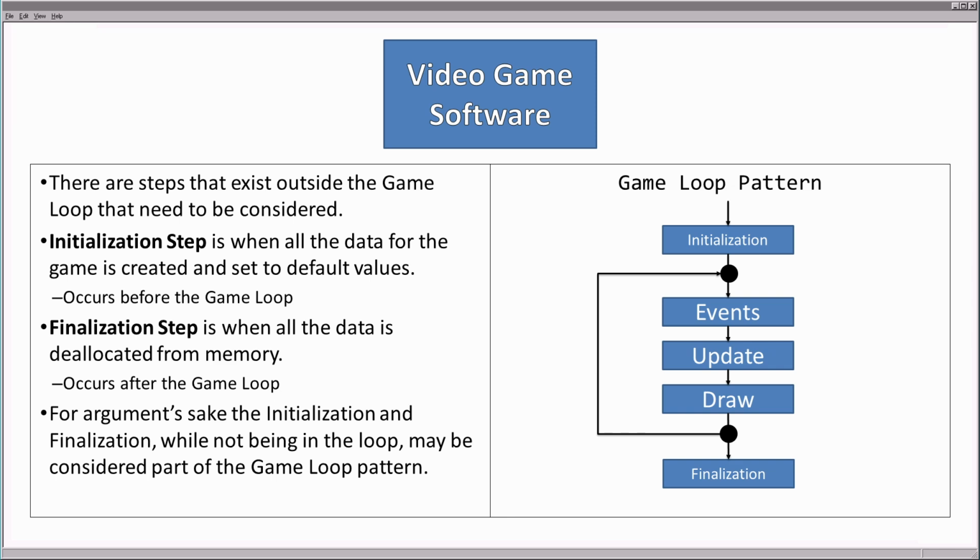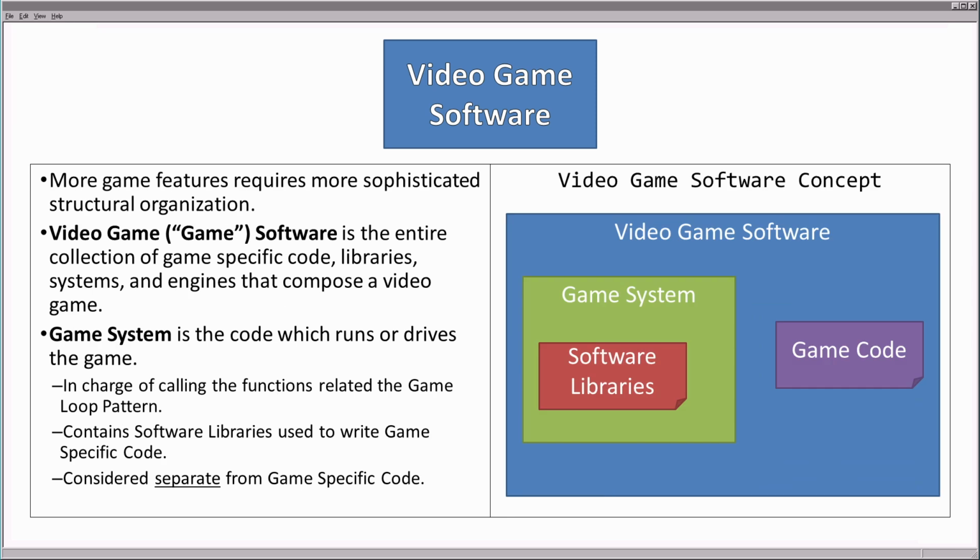There are steps that exist outside the game loop that we must consider. The initialization step is when all the data for the game is created and set to default values. This occurs before the game loop. Similarly, the finalization step is when all the data is deallocated from memory, and this happens after the game loop. For argument's sake, the initialization and finalization step are not part of the loop, but they are considered in the game loop pattern. However, when we decide to create games that involve more features, we need to consider more sophisticated structures and patterns. More game features require more sophisticated structural organization.